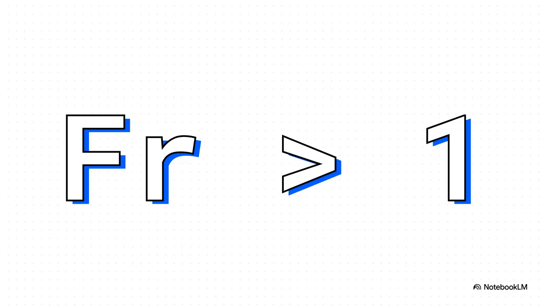And finally, if the Froude number pops above 1, you get supercritical flow. Now the water is moving so fast that no wave can possibly fight that current. Any disturbance, any ripple is immediately swept away downstream. This is the chaotic, high-energy world of whitewater rapids.